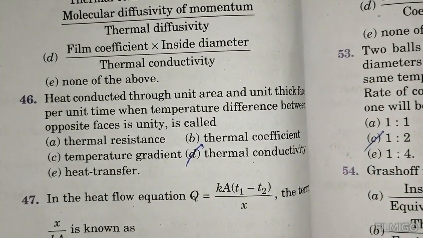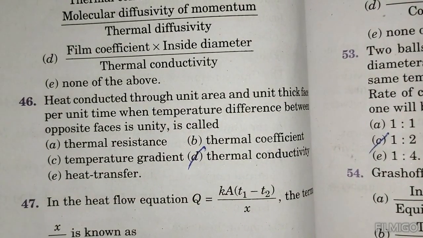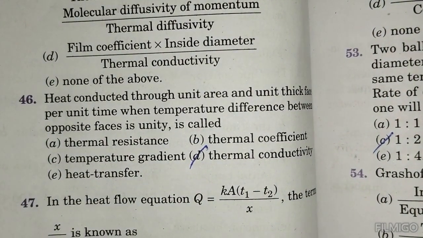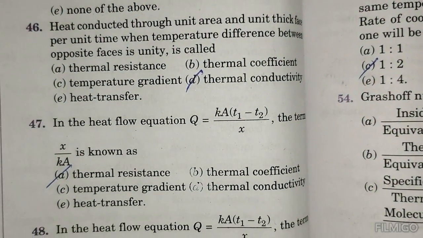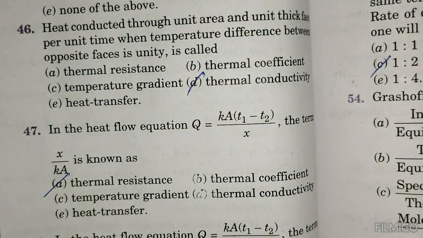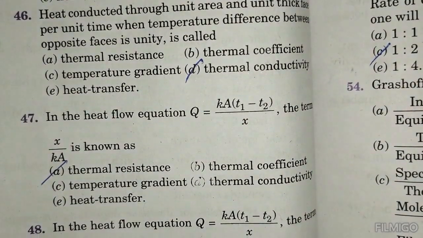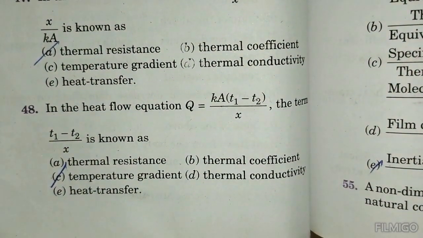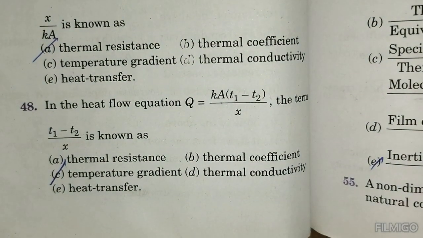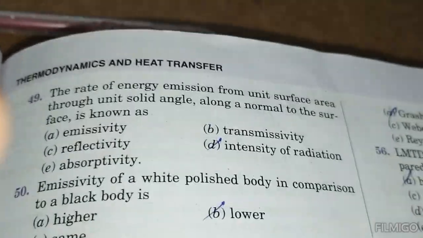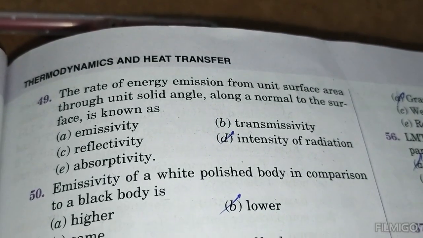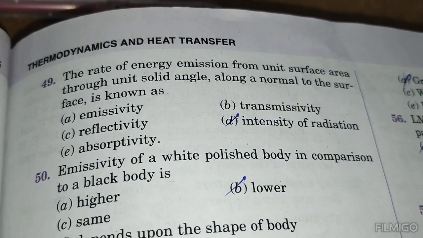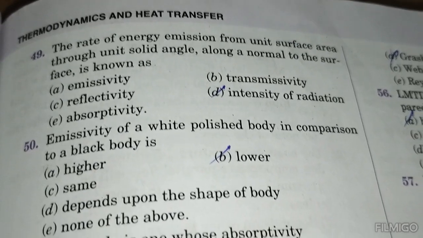Heat conducted through unit area and unit thickness per unit time, when the temperature difference between the opposite faces is unity, is called thermal conductivity. In the heat flow equation Q equals K times (T1 minus T2) by X, X by K is known as thermal resistance. In the same equation, the term (T1 minus T2) by X is known as temperature gradient. The rate of energy emission from unit surface area through unit solid angle along a normal to the surface is known as intensity of radiation.